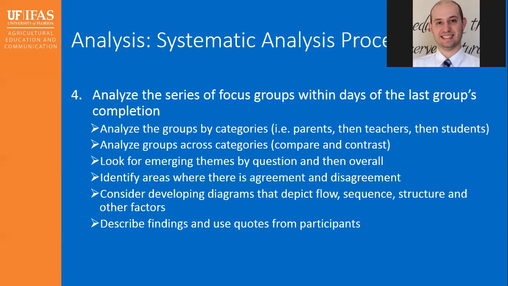Then you're looking for emergent themes by question, but then through the overall focus group process. You want to identify where there's agreement or disagreement, both within each of the focus groups, but also across the focus groups. You want to consider developing diagrams of analysis that depict flow, sequence, structure, and other factors of influence. This gives you an idea or a process to show how the flow of ideas, themes, and interactions moved within and across focus groups.